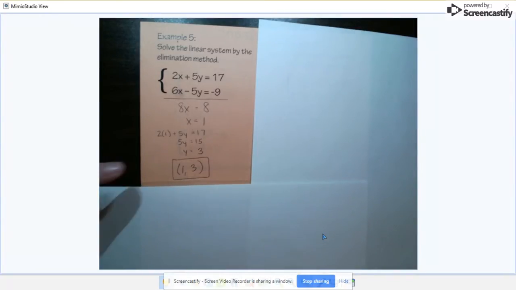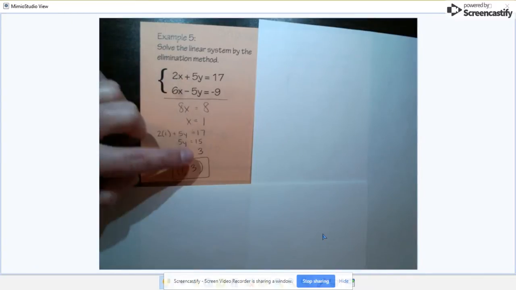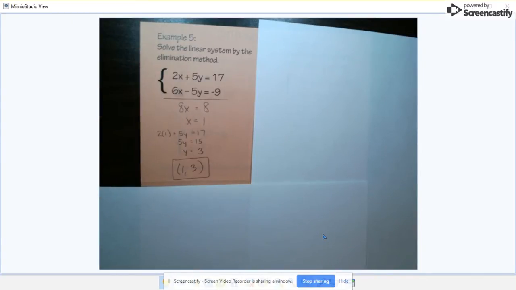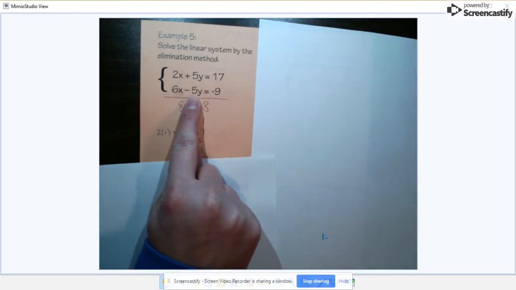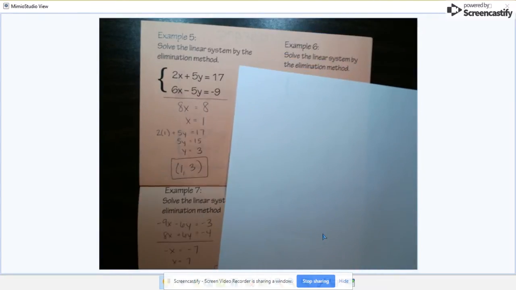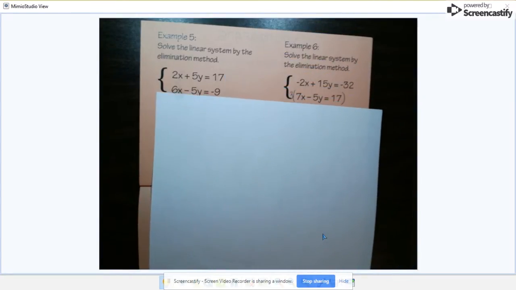Again, to check your work, you can plug 1 in for x and 3 in for y into both of your equations, and it should work. So, like I said, we got really lucky here. Our y's canceled automatically. Let's look at an example where that's not going to be the case.